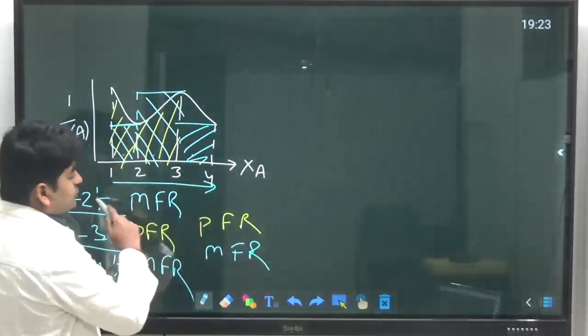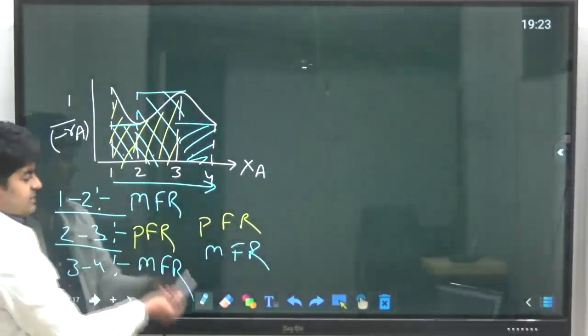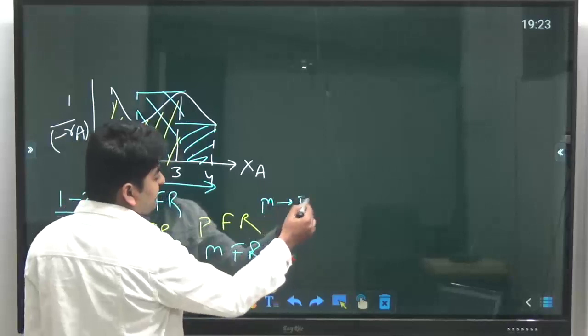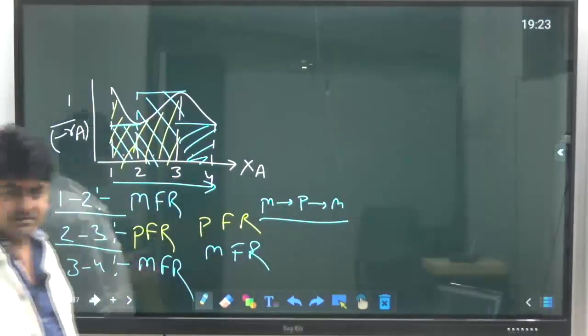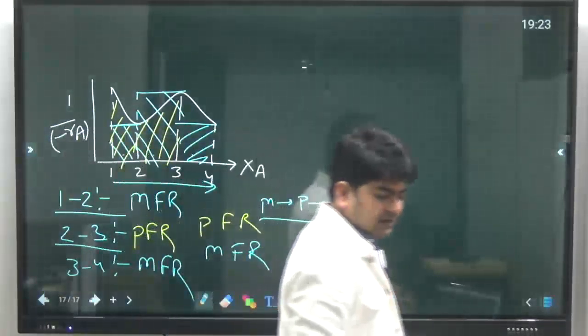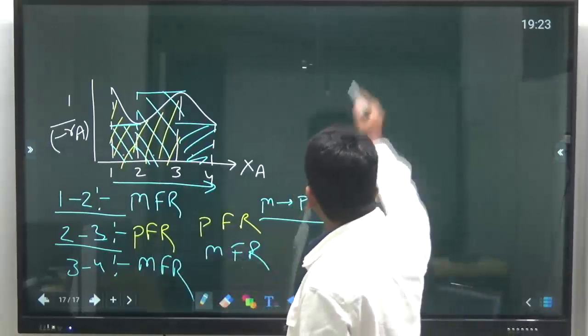Okay, and what is the direction? We know that the direction will be 1 to 4 as conversion increases throughout the process. So the sequence will be MFR followed by PFR followed by MFR. That is my answer. That is the best suitable reactor arrangement for such a scenario. Easy. Okay. Next.